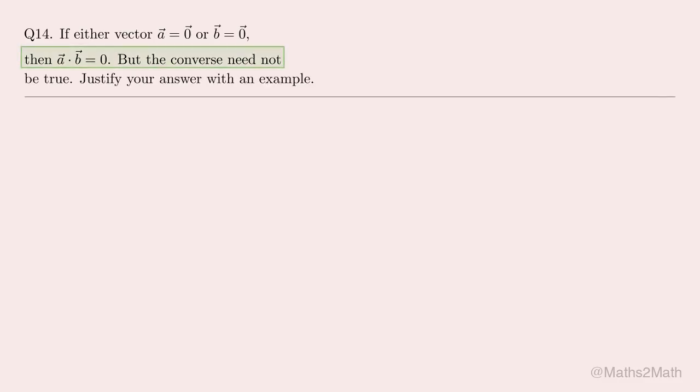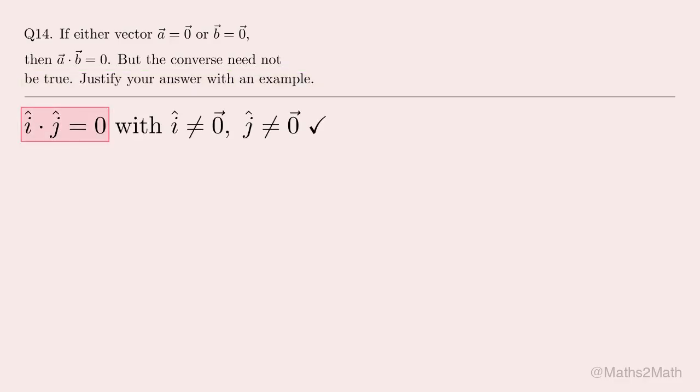Question 14. The 0 dot does not force a 0 vector. Perpendicular non-zero vectors give the counterexample. Take i hat and j hat, both non-zero. Dot 0. The converse fails.